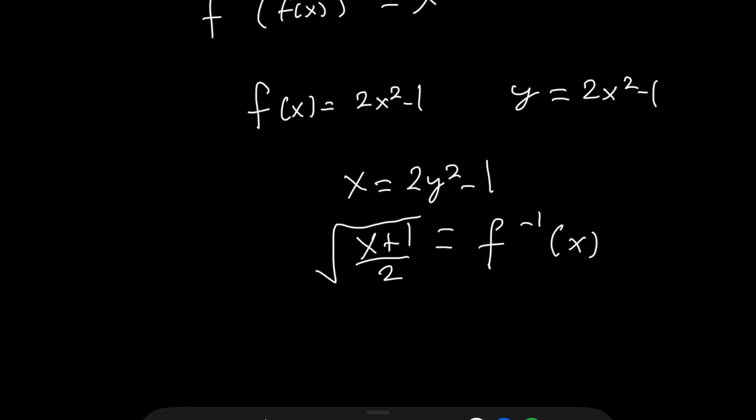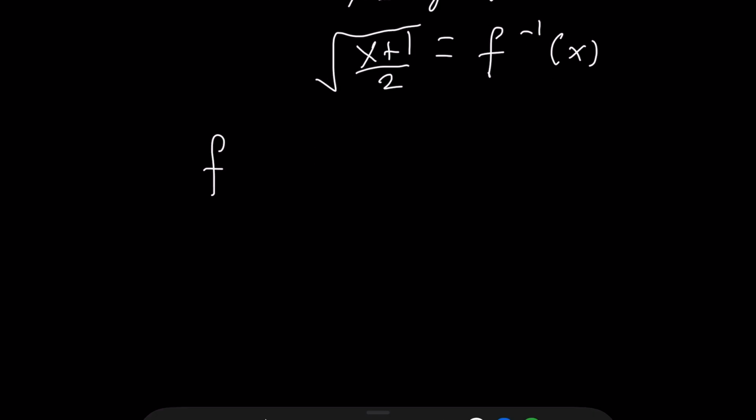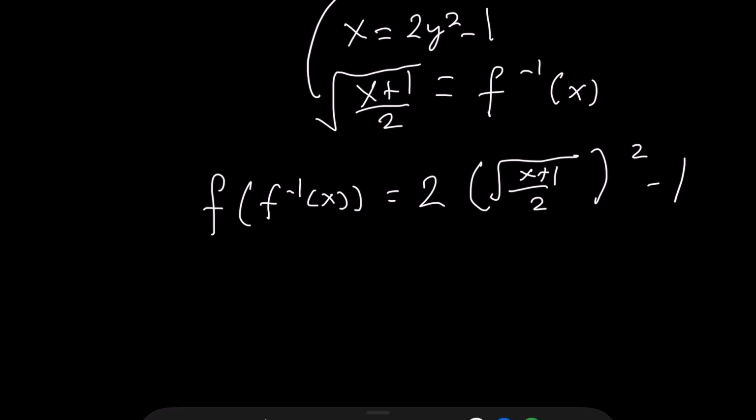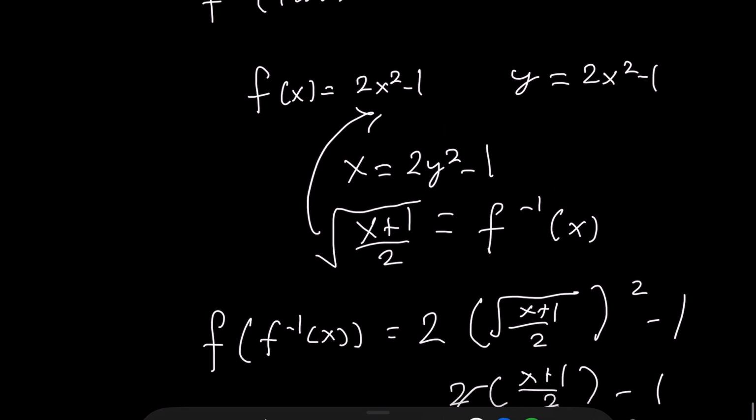I said that if you were to compose the two, then you would just get x. So let's try that. Let's compose f of the inverse function that we just found. If we plug this in for x, that would equal 2 times the square root of x plus 1 over 2, squared, minus 1. Okay, 2 times x plus 1 over 2, minus 1. And when you look at that, we get x. This essentially proves that these two are inverses of each other.